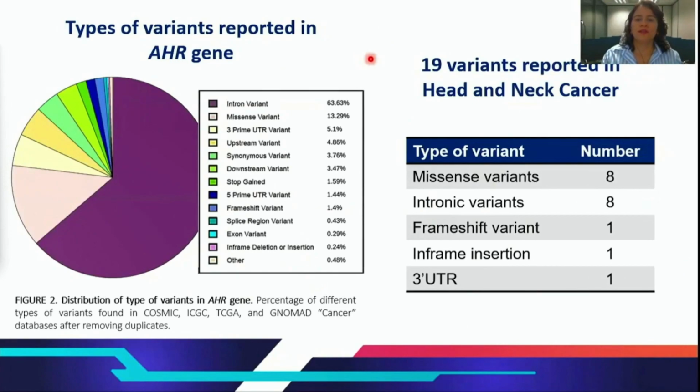From the total of 280 variants identified, 63% were intronic variants, 13% were missense variants, and 5% were located in the 3' UTR. From these, 19 variants were reported in head and neck cancer patients. 8 variants were missense, 8 were intronic, 1 frameshift variant was identified, 1 in-frame insertion, and 3 in the UTR.